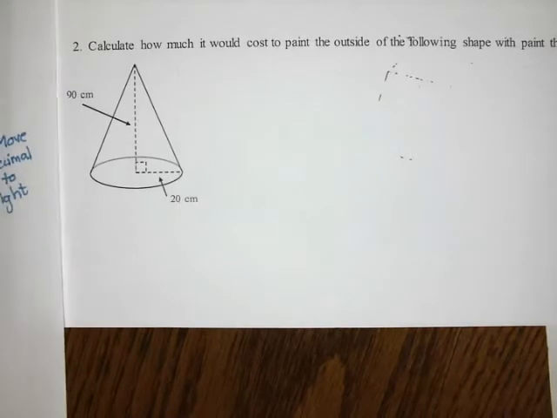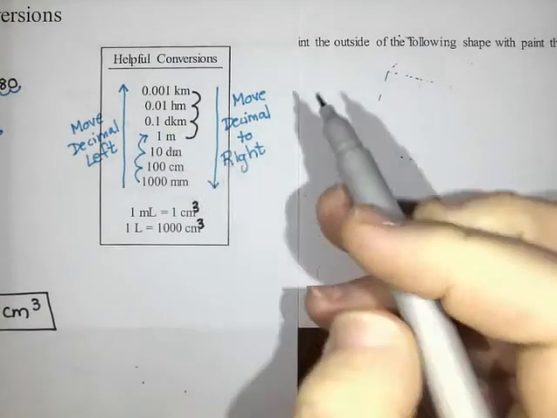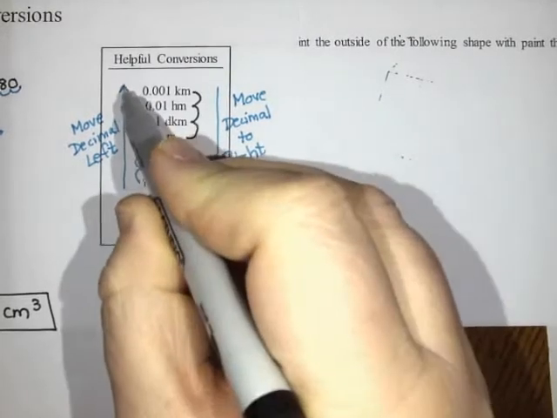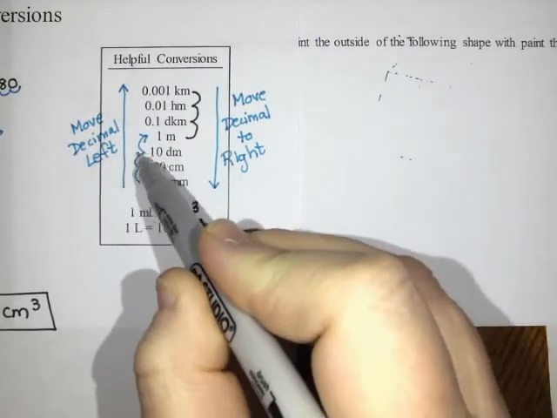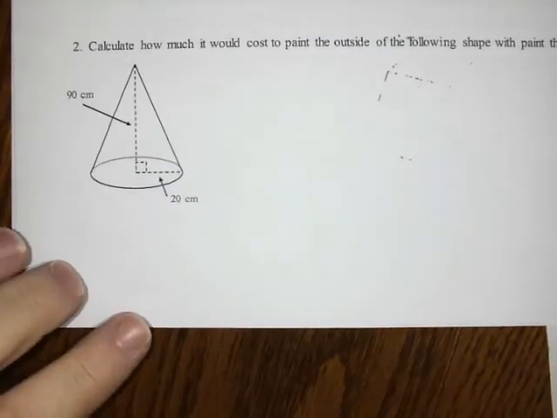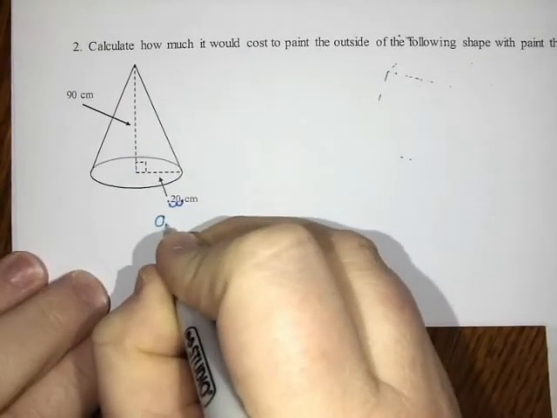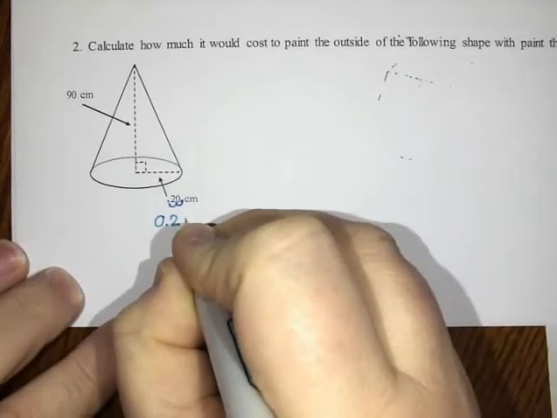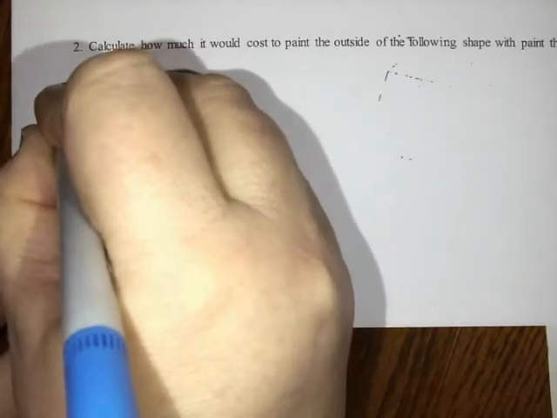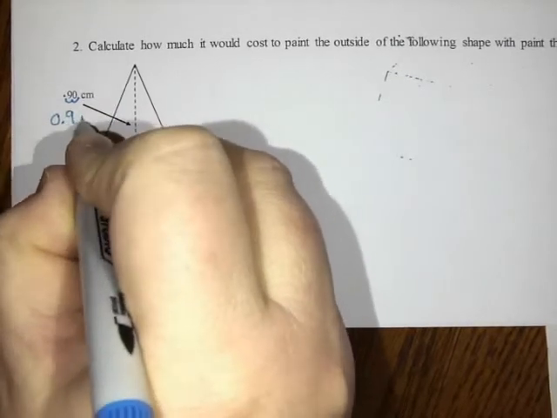If I take a look at my conversions, converting from centimeters into meters is 2 steps. And if we're going up, we move our decimal place to the left, so we're going to move our decimal 2 spots to the left. So 20 centimeters becomes 0.20, or just 0.2 meters. And if I do the same thing on the 90 centimeters, moving that decimal 2 spots over, that becomes 0.9, or 0.90 meters.